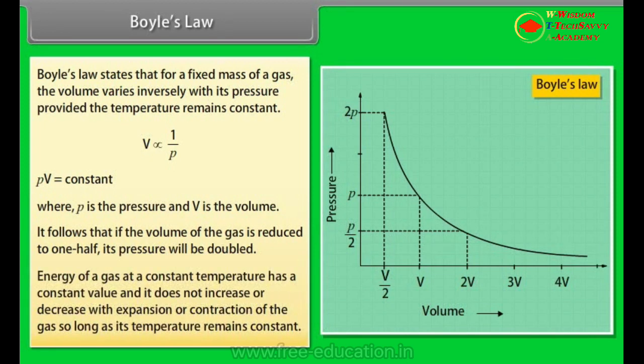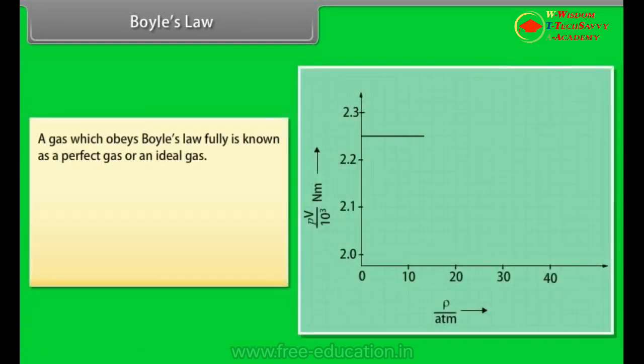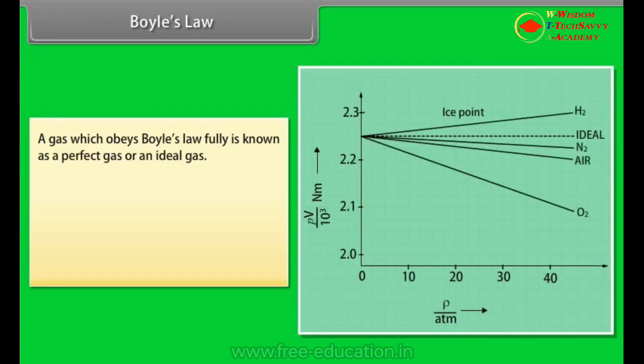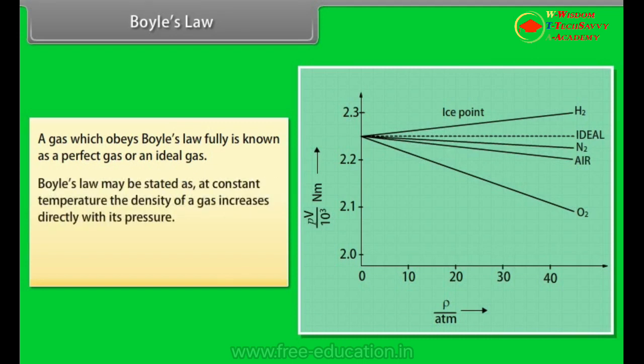The energy of a gas at a constant temperature has a constant value and it does not increase or decrease with expansion or contraction of the gas so long as its temperature remains constant. A gas which obeys Boyle's law fully is known as a perfect gas or an ideal gas. Boyle's law may be stated as: at constant temperature, the density of a gas increases directly with its pressure. P/rho = constant.